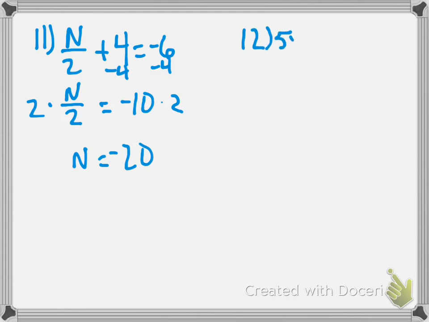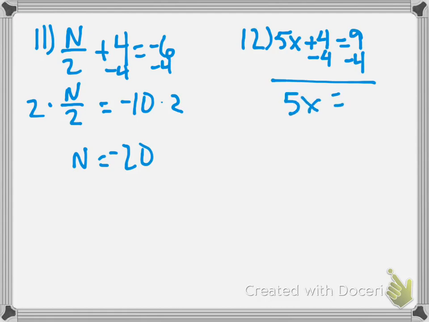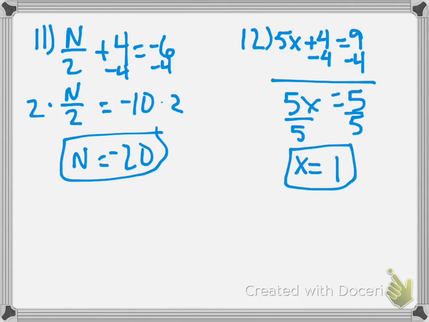Number 12, we're going to have 5x plus 4 equals 9. We're going to subtract 4, then divide by 5, because that's 5 times x, not just 5x, but 5 times x. And then say that is equal to 1. Okay. So the opposite of multiply was to divide. So 5 times x means I need to divide by 5.